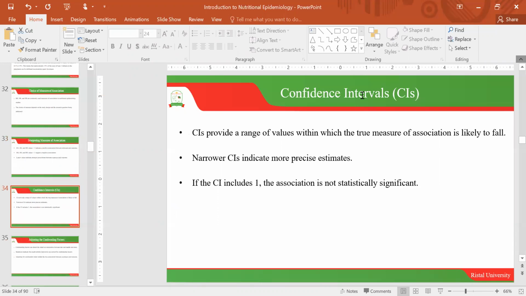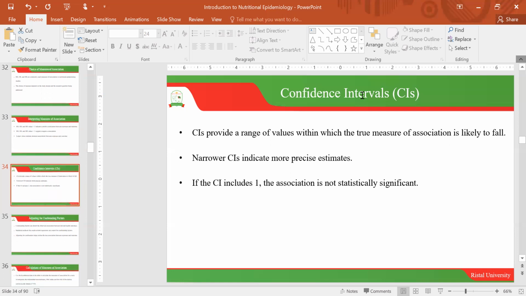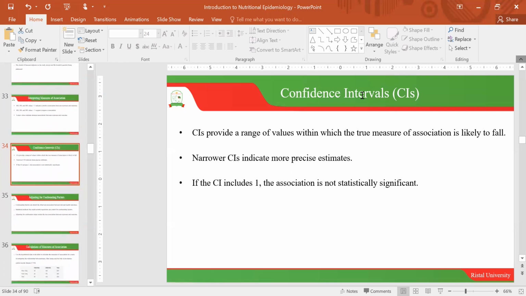There's another concept which we call the confidence interval, which I think you looked at in biostatistics. It is basically the range of values within which the true measure of the association is likely to fall. So you need to make a choice, but you look at this in detail in biostatistics.